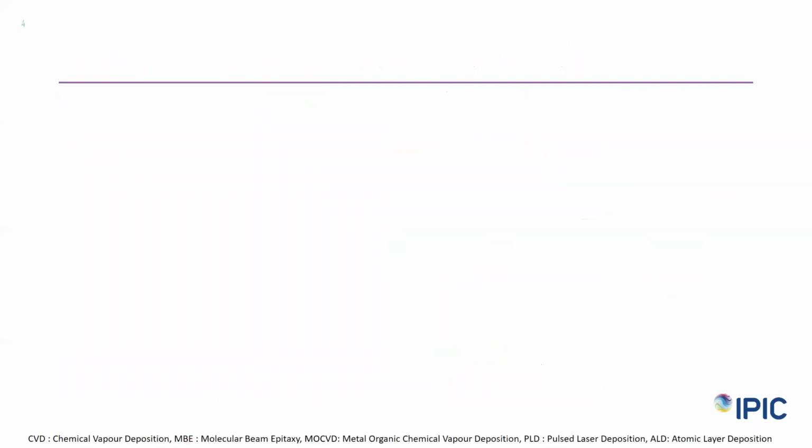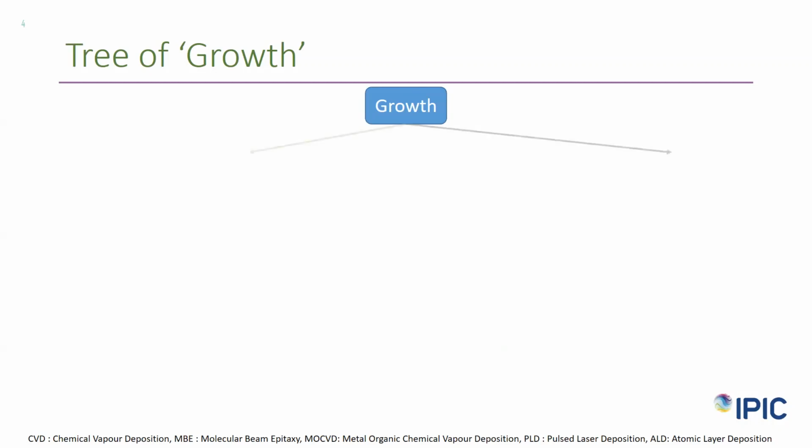So taking a step ahead, we first try to capture what this entire thing is all about. What is this growth all about? It's kind of a tree, but we like to have a perspective in it. So what is growth? Growth is defined as a controlled phase transition which leads to a crystalline solid. Now, this can be from liquid to solid or gas or vapor to solid.